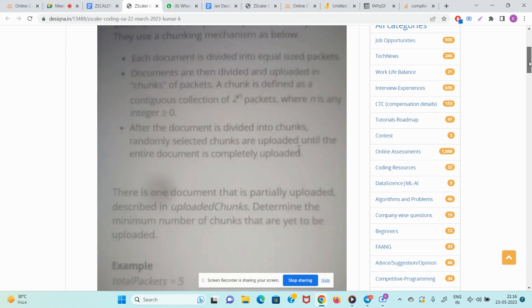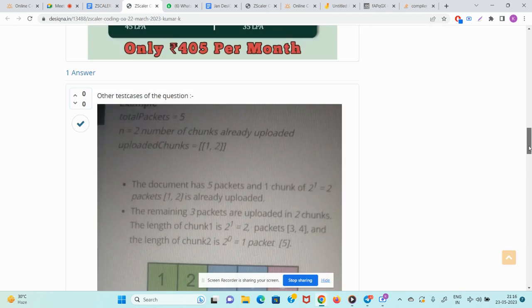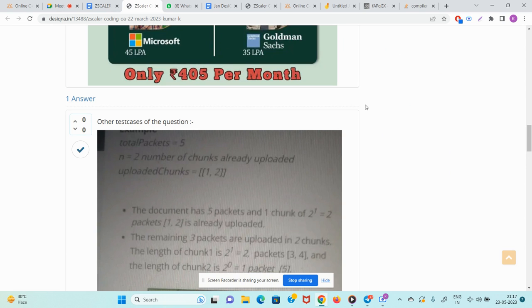There is one document that is partially uploaded, described in uploaded chunks. Determine the minimum number of chunks that are yet to be uploaded. Okay, so we read the problem. Obviously, nobody understood anything. Okay, so let me try to explain in a simple manner.